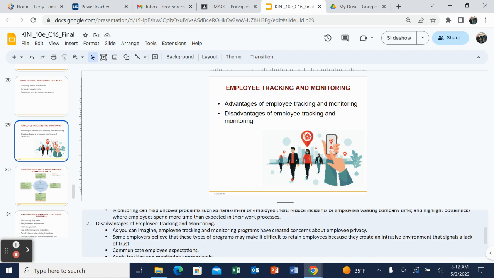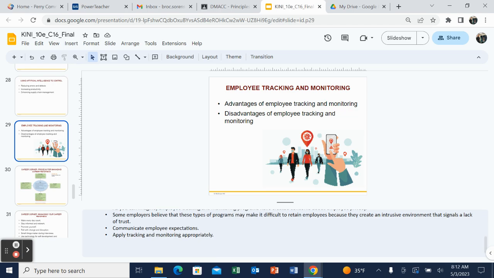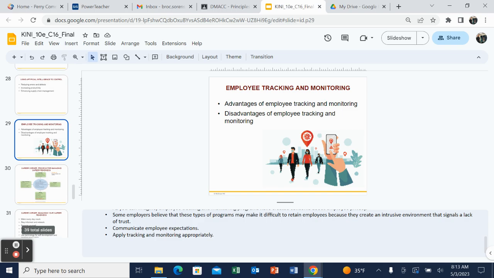You're seeing it now too with a lot of work from home, and you're seeing that be problematic as well for individuals. So that's one of those contemporary issues. That and AI right now are two big issues when it comes to quality control.